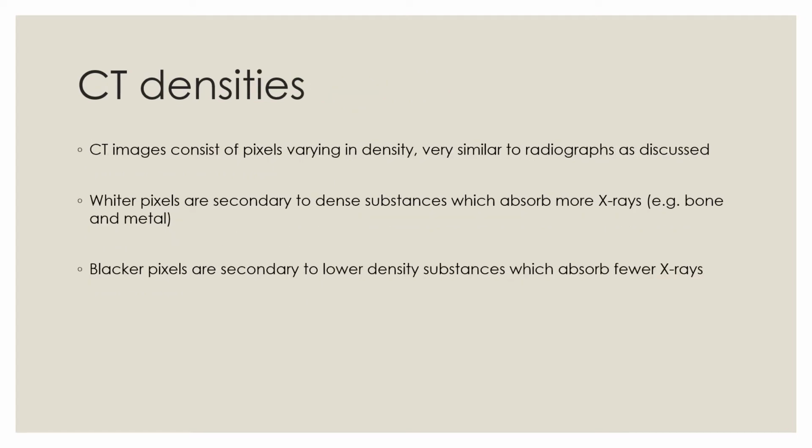Just like plain radiographs, we have densities in CT, and what CT images consist of are pixels, which vary in density depending on what the X-ray beams have had to pass through, whether it's air, fat, muscle, soft tissue, fluid, or bone. Whiter pixels, as I mentioned, are secondary to dense substances which absorb more X-rays, such as bone and metal, and blacker pixels secondary to air, as I mentioned previously.